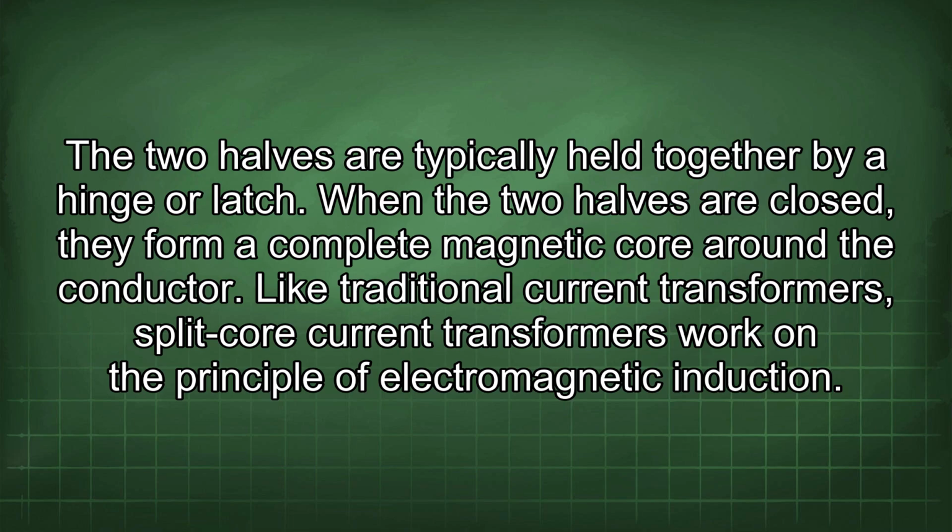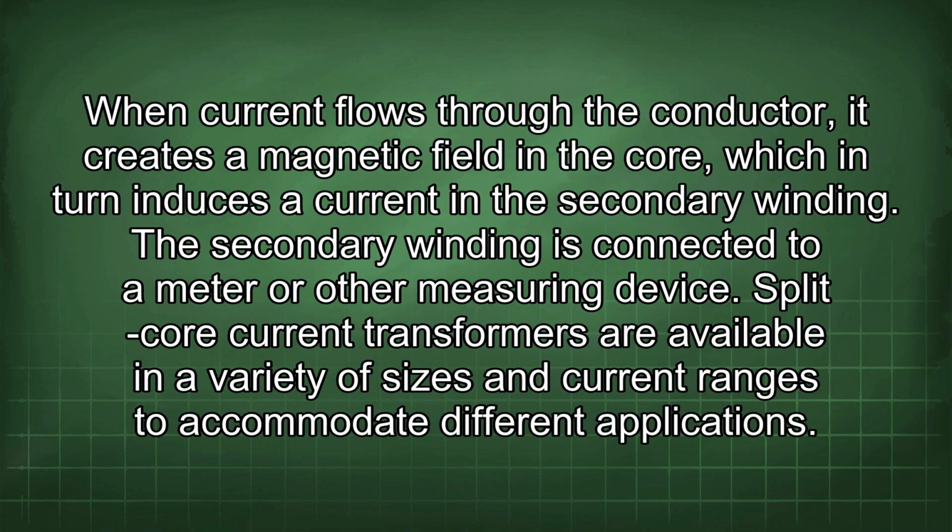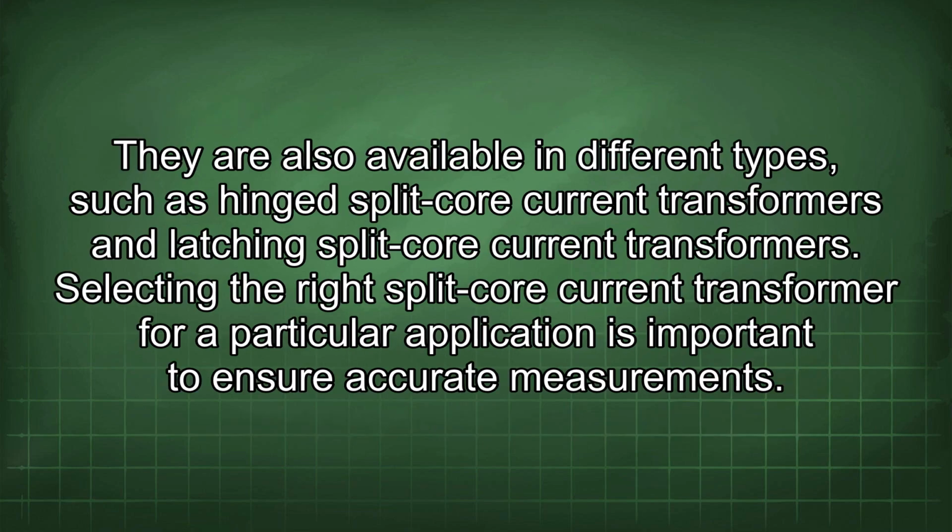Like traditional current transformers, split-core current transformers work on the principle of electromagnetic induction. When current flows through the conductor, it creates a magnetic field in the core, which in turn induces a current in the secondary winding. The secondary winding is connected to a meter or other measuring device. Split-core current transformers are available in a variety of sizes and current ranges to accommodate different applications. They are also available in different types, such as hinge split-core current transformers and latching split-core current transformers.